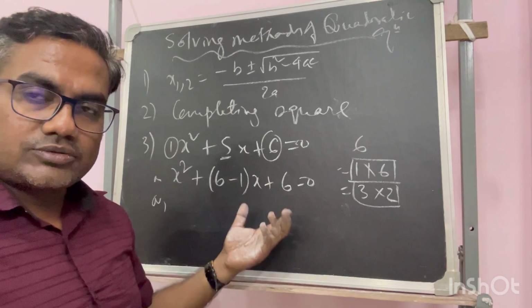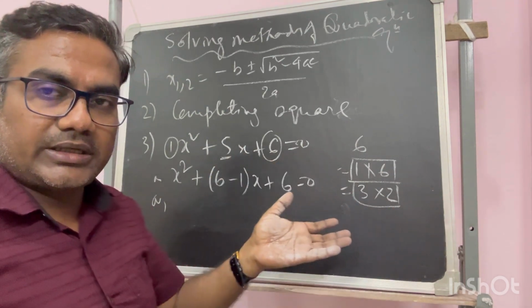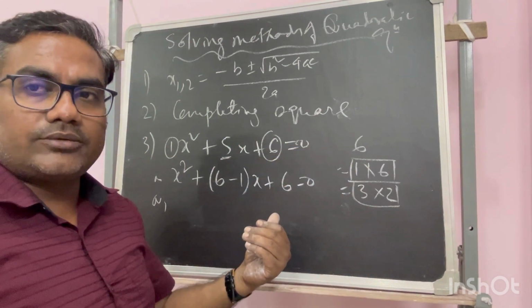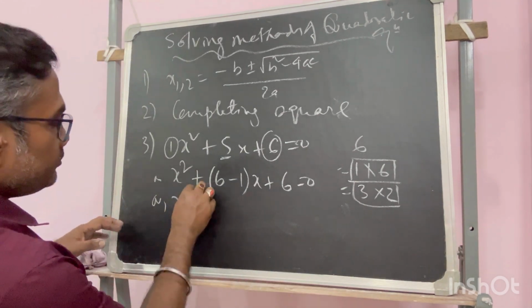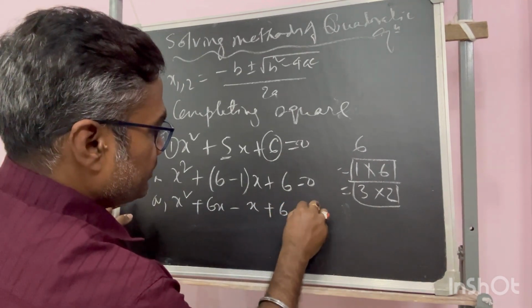That's why I am showing where you could go wrong. If I can understand where you could go wrong, then the other way you can easily understand. So x square plus 6x minus x plus x is equal to 0.